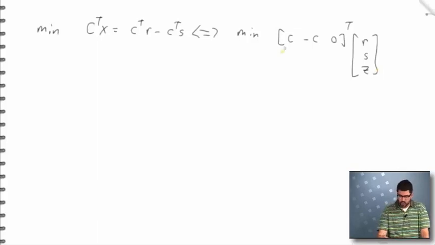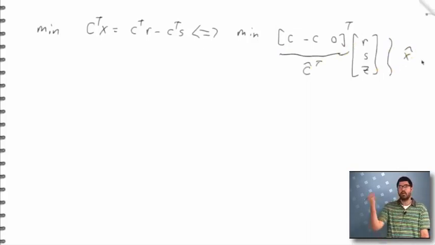Okay? So this is your new C hat transpose. And of course, this is your X hat. So now we've taken care of the objective function. We now can move on to the constraints. All right? Now remember that we had AX plus Z is equal to B.